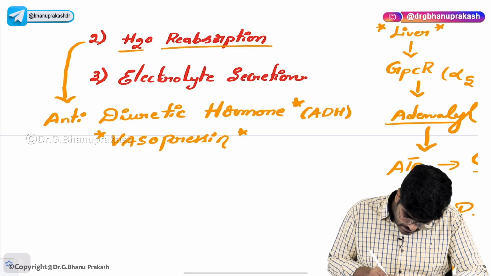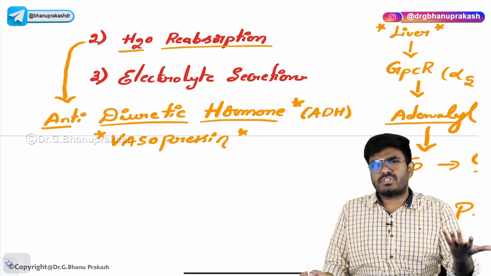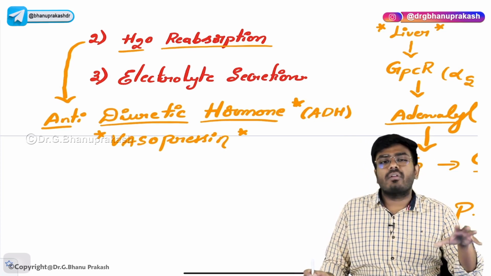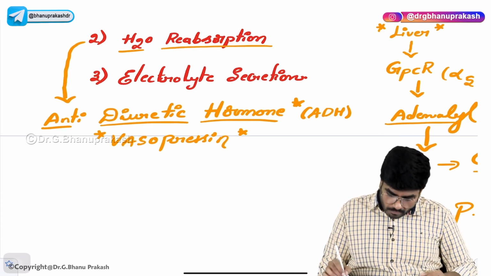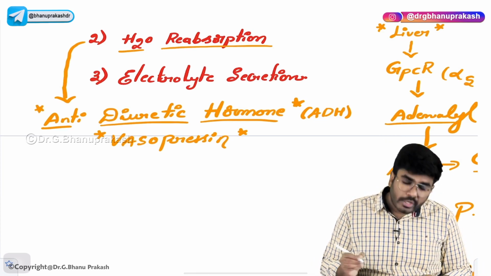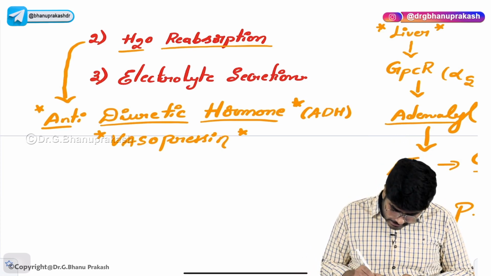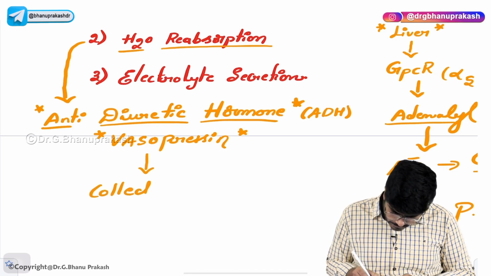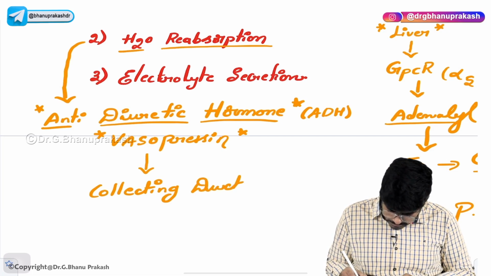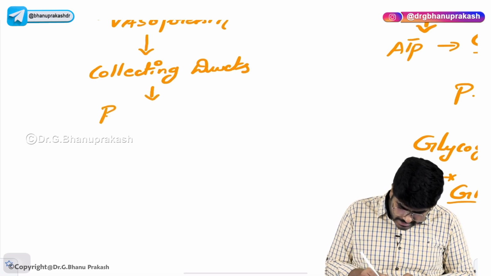Now see guys, whenever the person is getting dehydrated or when the person's plasma osmolarity is increasing, antidiuretic hormone is going to be released from the posterior pituitary. Now what will this antidiuretic hormone do? It will come to the collecting ducts. Now in a collecting duct, it is going to act on cells called principal cells.